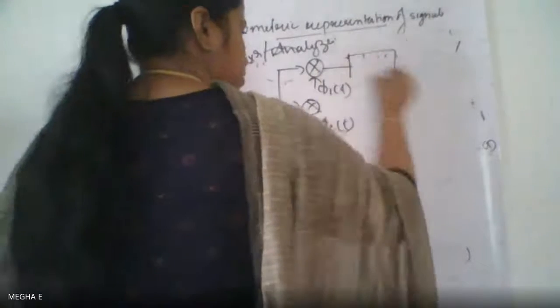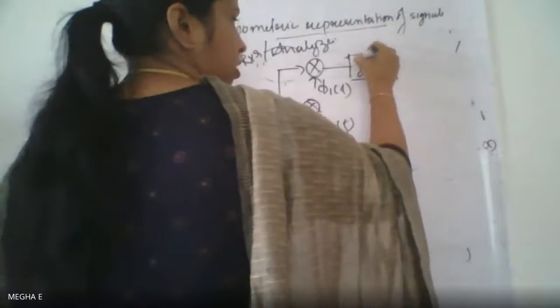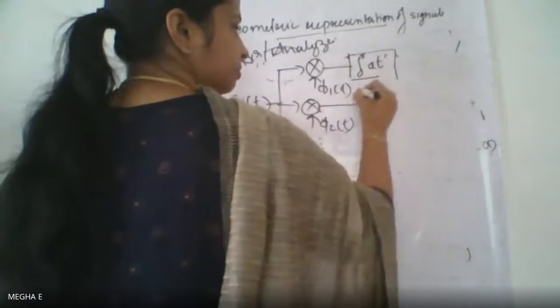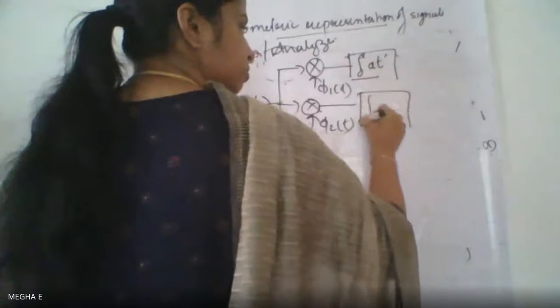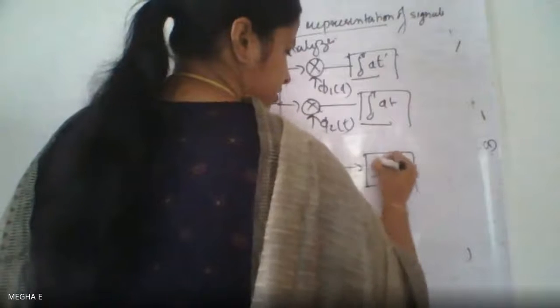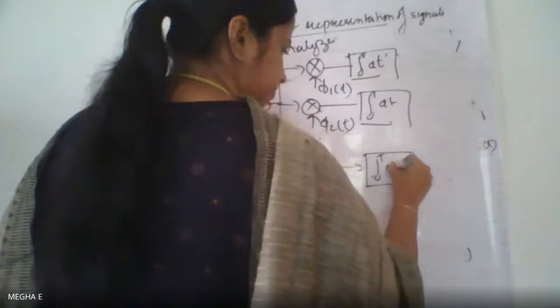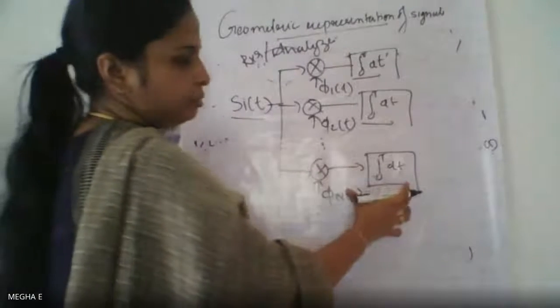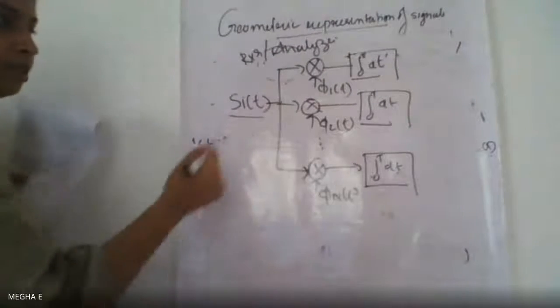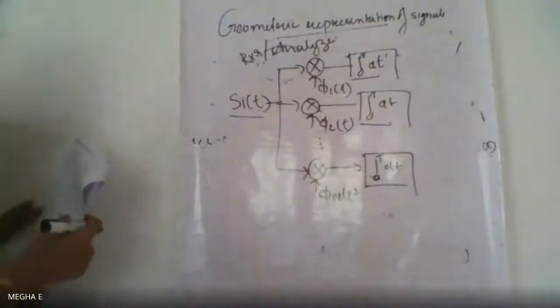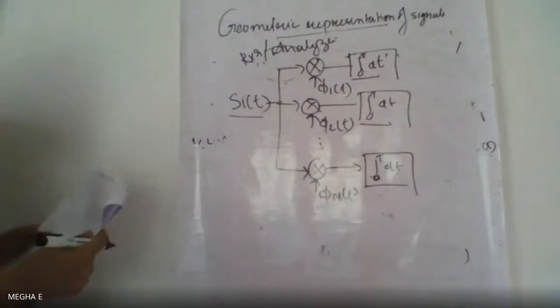And the output we are giving to an integrator. Our integration is doing over 0 to T, dt, 0 to T, dt, and 0 to T, dt. So this product modulator output we are giving to an integrator, which is integrating over the interval 0 to T. Clear ആണോ?